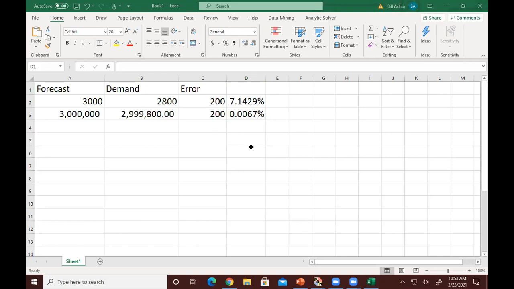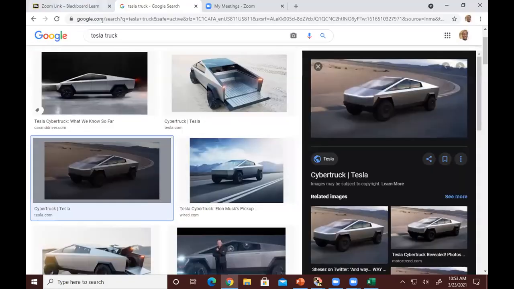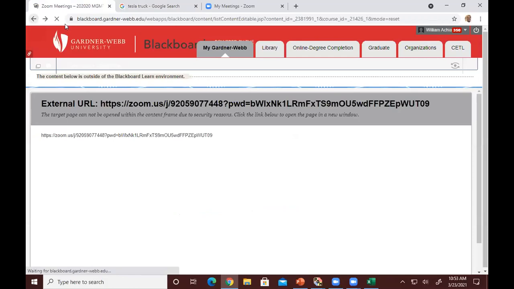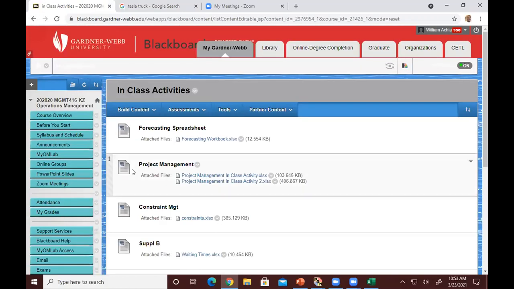Okay. So let's look at some examples, and I'll ask you to go into Blackboard. Blackboard, in-class activities, forecasting workbook.